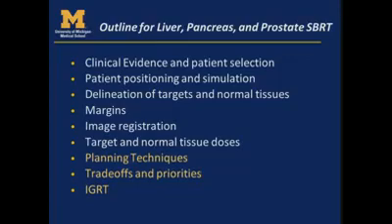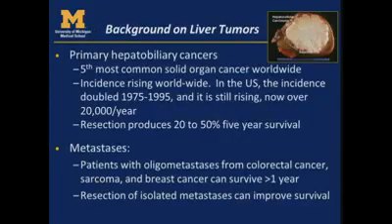So we're going to be talking about liver, pancreas, and prostate SBRT in this section. We're going to divide it up into this outline for each of the different sites. First, I'll go into clinical evidence and patient selection for each site, patient positioning and simulation, delineation of targets and normal tissues, margin considerations, image registration, and then target and normal tissue doses. And then I'll hand it over to Martha, who will talk about planning techniques, trade-off priorities, and IGRT, and all the technical considerations of planning.